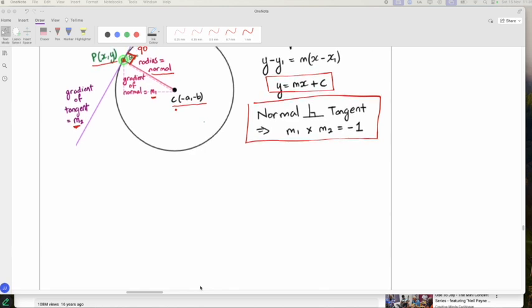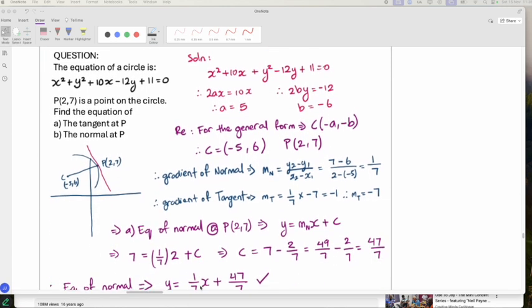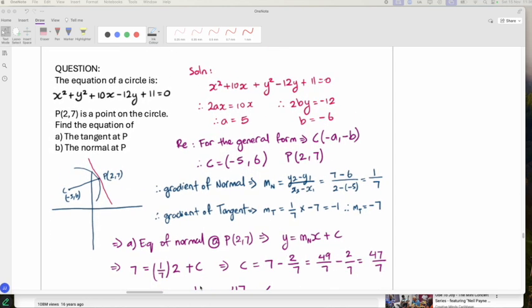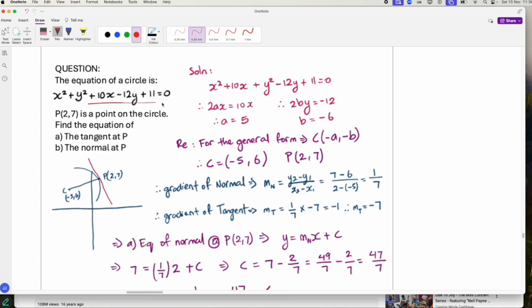No problem. So we have a question here. And this brings us to very much the kind of question that Amara had asked us about earlier. The equation of the circle is this. And the point P (2, 7) is a point on the circle. We don't know what the center is. We have to find the equation of the tangent at the point P and the normal at the point P.